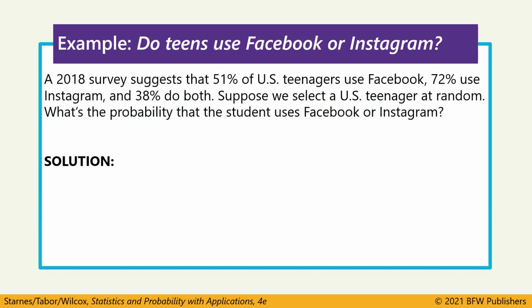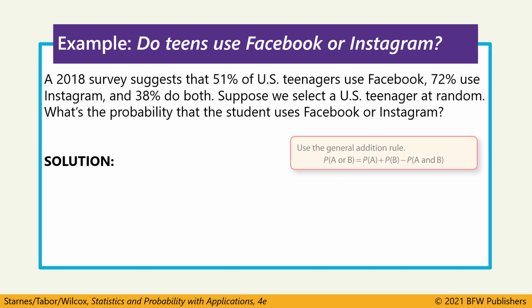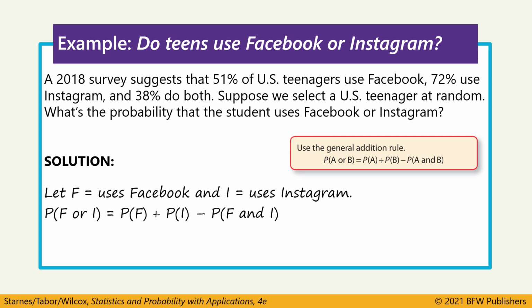A 2018 survey suggests that 51% of US teenagers use Facebook, 72% use Instagram, and 38% use both. If we randomly select a teenager, what's the probability that they use Facebook or Instagram? Again, this is always an inclusive or, meaning we're including the students that use both of these. So to use the general addition rule, we're going to add those two probabilities together.